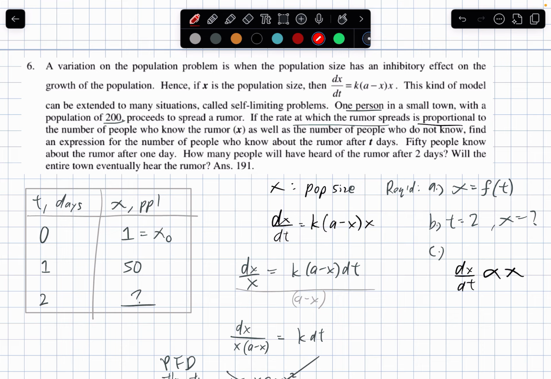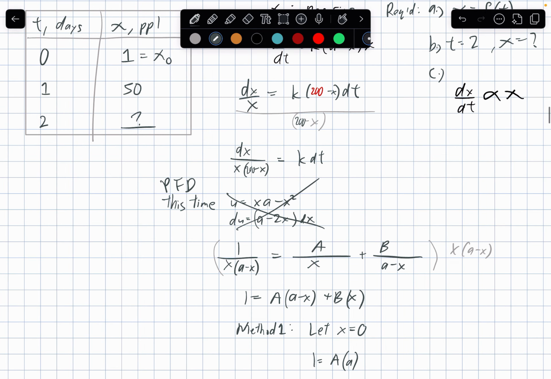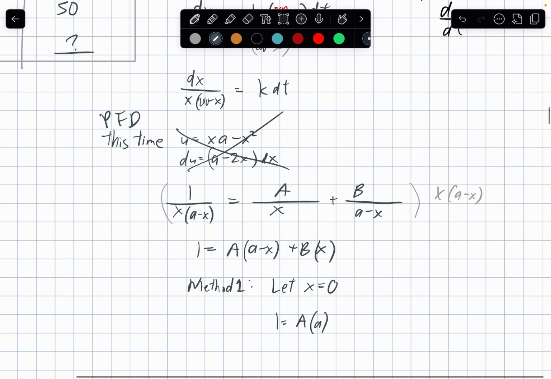I think this is specific. It's not a random equation. It's something that you remember in the context of a population problem. So a is 200 according to the problem. So that gives us perspective. This is 200 minus x. So either way, you cannot use u substitution.